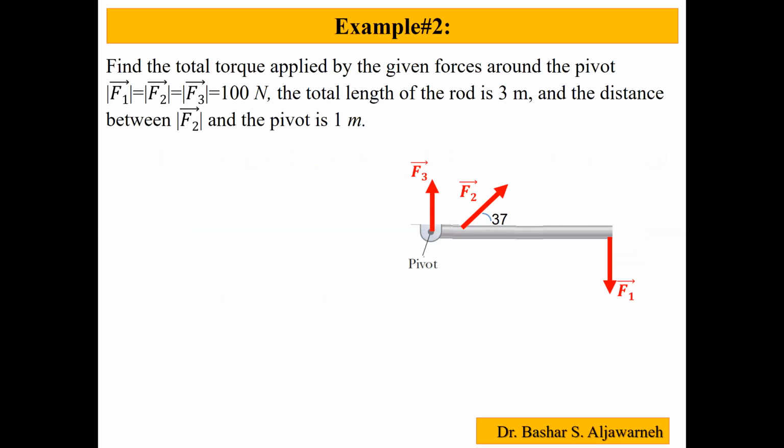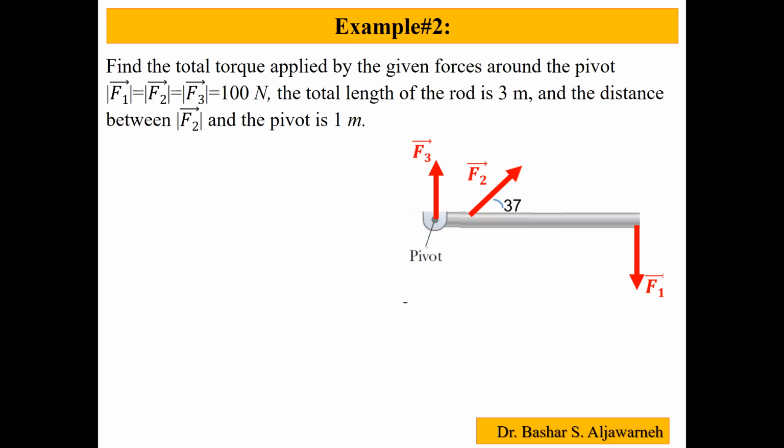Okay. Sorry. So the following example: find the total torque applied by the given forces around the pivot, around this point, where F1, F2, and F3, all of them have the same magnitude, which is 100 Newton, and the total length is 3 meters, and the distance from F2 to the pivot is 1 meter. Okay, here we are talking about the vector nature of the torque. So that means we are going to do the following.